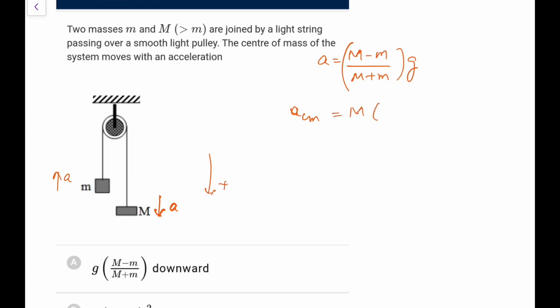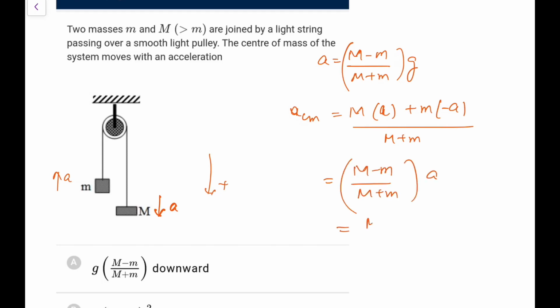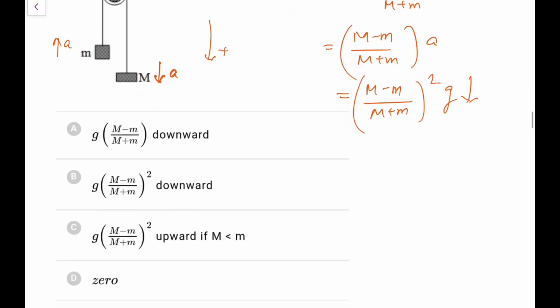M into a, that is plus a, plus m into its acceleration, which is upward, so I'll write as minus a, divided by M plus m. So what we have now, (M minus m) upon (M plus m) into a, so it comes out as (M minus m) upon (M plus m) whole square times g downwards. So going by this option, this is option B that we will tick now.